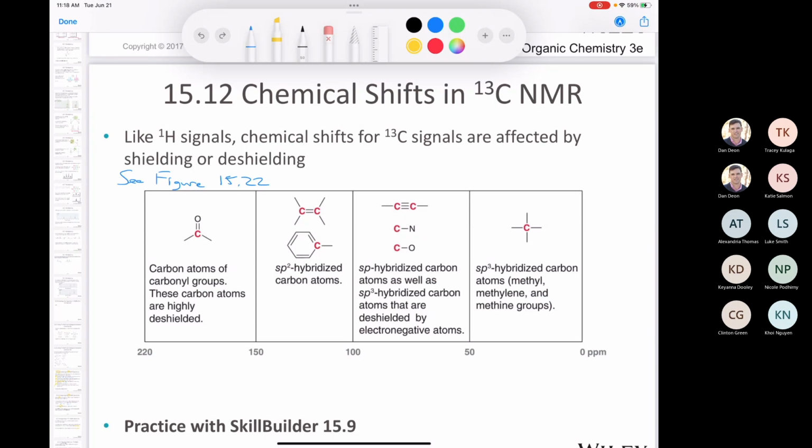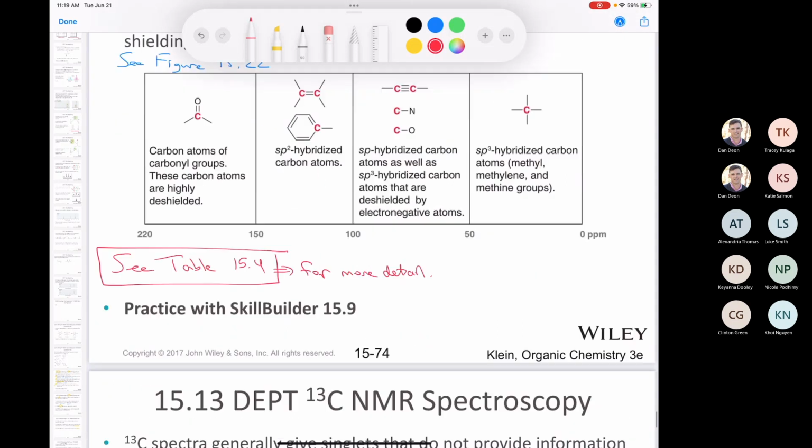Now, if you want a more exhaustive list of chemical shifts, you could see table 15.4. That table goes into a little bit more detail about the chemical shifts for methyls, methylenes, methines, and carbons that are attached to the halogens like iodine, bromine, chlorine, etc. So it goes into a bit more detail, not a ton more, if you want to get that. So we'll put here: see table 15.4 for more detail. All right, there we go.